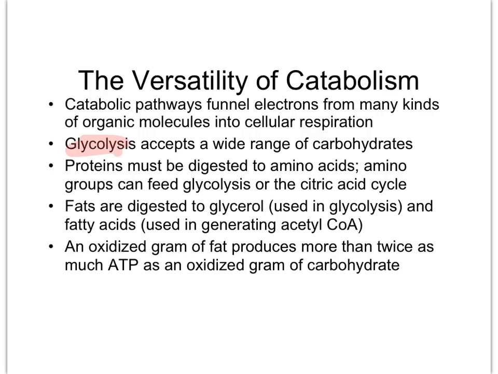But just realize that glycolysis can accept any carbohydrates, not just glucose. So fructose could go in and get slightly different results, and different reactions. Galactose could as well. In addition, proteins could also enter into this process in the form of amino acids. Okay, so the amino groups could be fed into glycolysis or the citric acid cycle as well. So we can actually get energy, ATP, directly from protein breakdown as well.